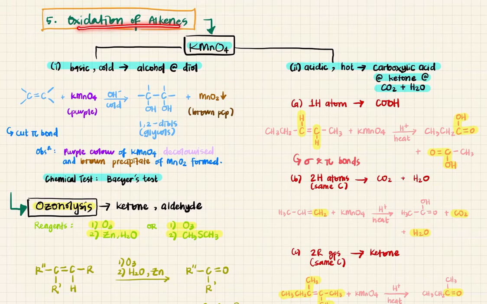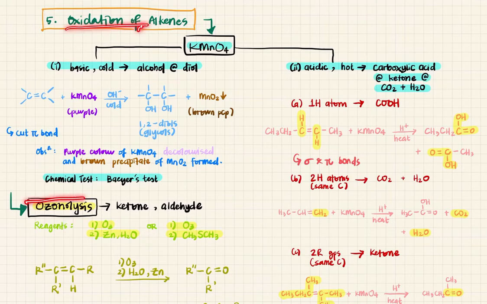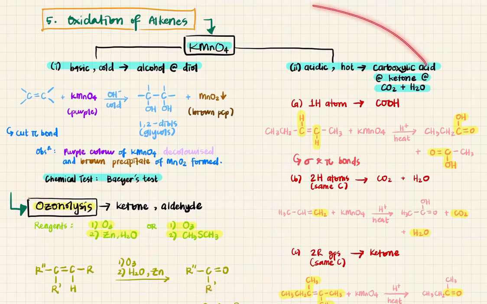So oxidation reaction of alkenes, there are two ways, which is to use potassium manganate, whether in basic and cold condition, or potassium manganate in acidic hot condition. They will form different products lah. Okay, another oxidation reaction of alkene is ozonolysis. Alright, so we will look at the first part yang atas ni.